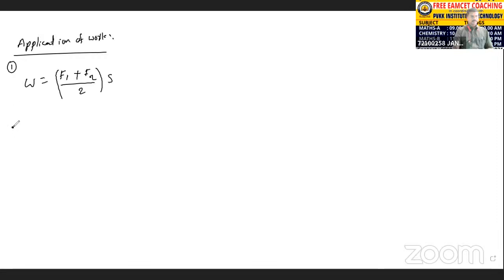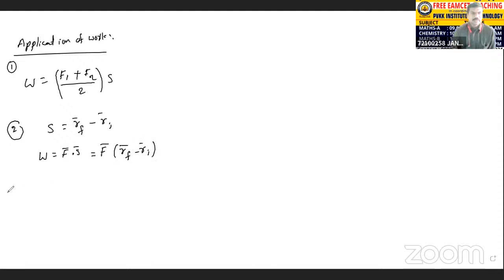Another formula. Suppose in vector form, S is equal to final position minus initial position. Change of position is called displacement. So work done W is equal to F bar dot S bar, that is equal to F bar dot (RF minus RI). This is another formula.